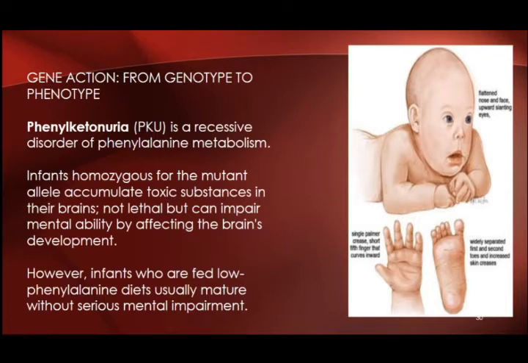But if the infants are fed with a low phenylalanine diet, then they can mature without any problem, because PKU is actually a waste that is created if we eat a lot of phenylalanine in our diet. So whatever we eat, it will be turned to waste. So normally we would just dispose the waste through our urine, but people with PKU are unable to do that. So you have a lot of garbage.